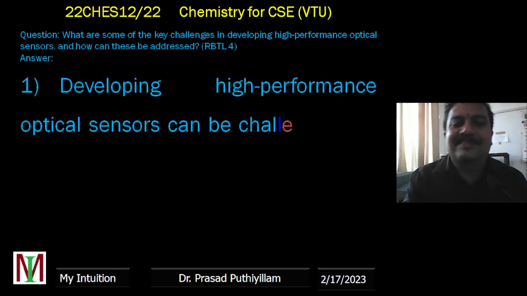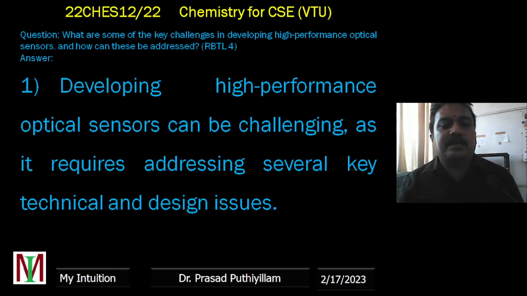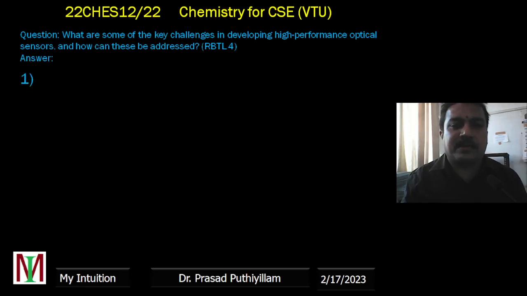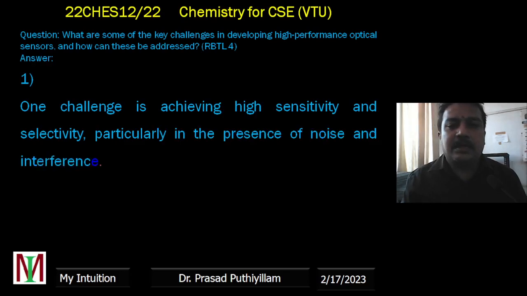Level is different. Okay, developing high performance optical sensors can be challenging as it requires addressing several key technical and design issues. Complicated sentence. Developing high performance optical sensors can be challenging, which needs different technical knowledge as well as design knowledge to prepare very high performance optical sensors. Very good. One challenge is achieving high sensitivity and selectivity, particularly in the presence of noise and interference.